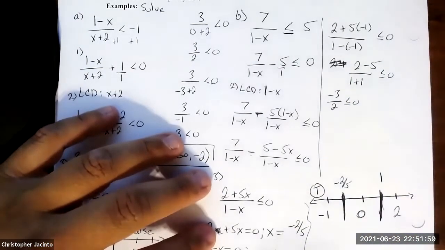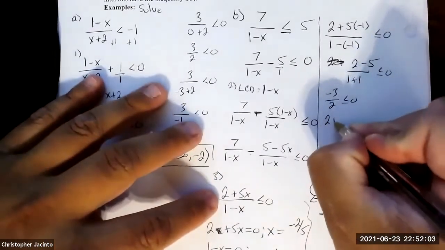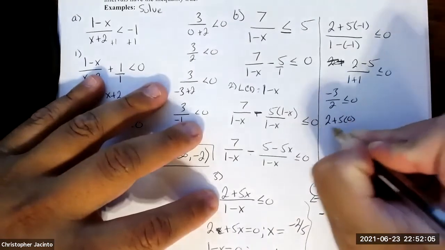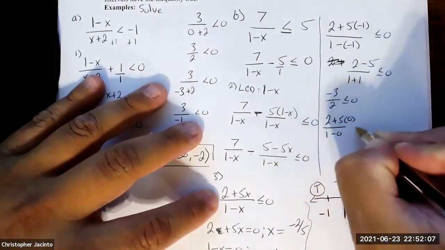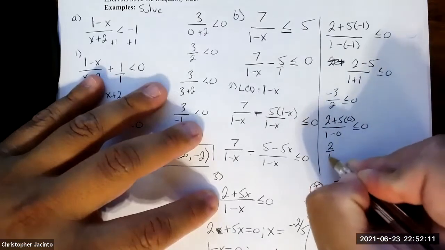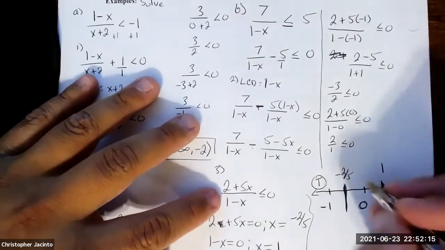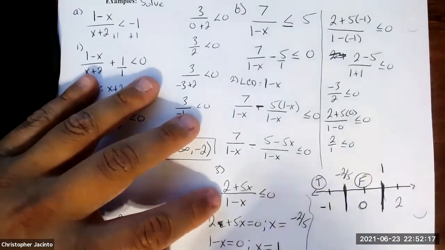Next up, we just plug in 0. Again, back into the same one. So 2 plus 5 times 0, over 1 minus 0. So that cancels, so we just get 2 over 1. So 2 is not less than 0, right? That's a false statement. So that's false.